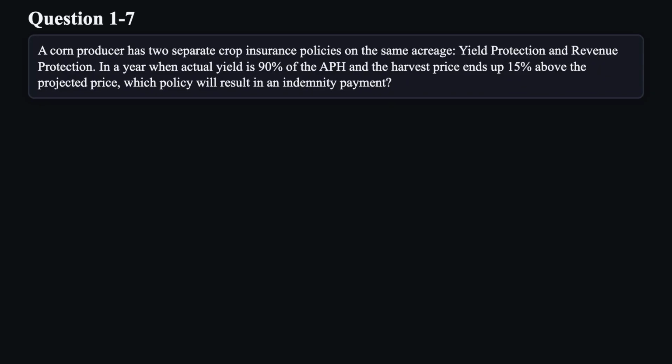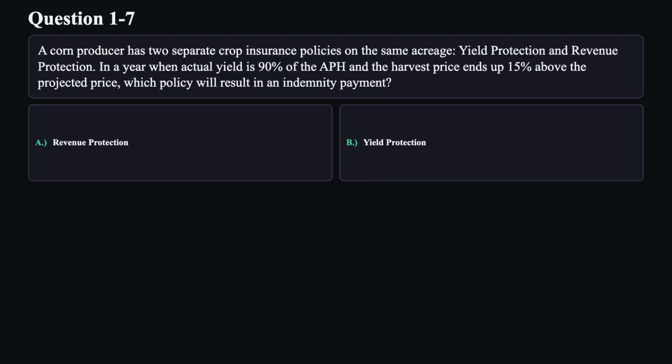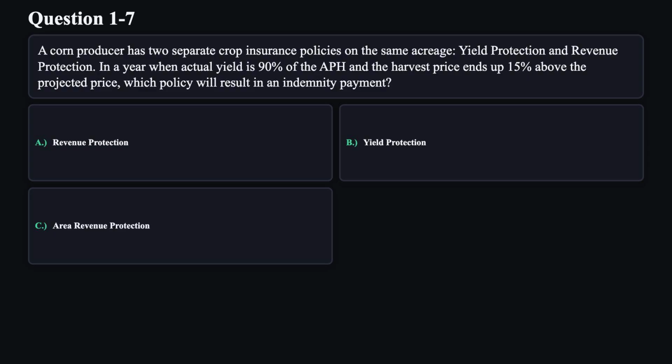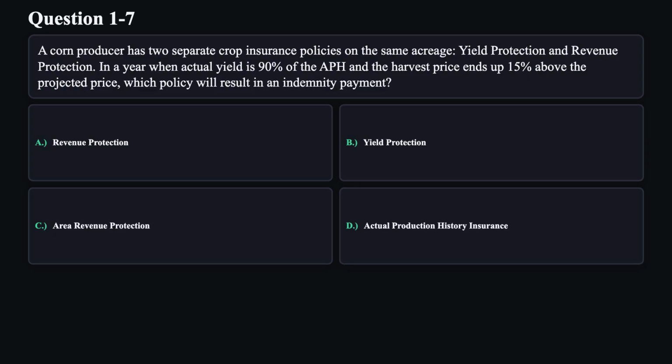Question 7. A corn producer has two separate crop insurance policies on the same acreage: yield protection and revenue protection. In a year when actual yield is 90% of the APH and the harvest price ends up 15% above the projected price, which policy will result in an indemnity payment? A. Revenue protection. B. Yield protection. C. Area revenue protection. D. Actual production history insurance.